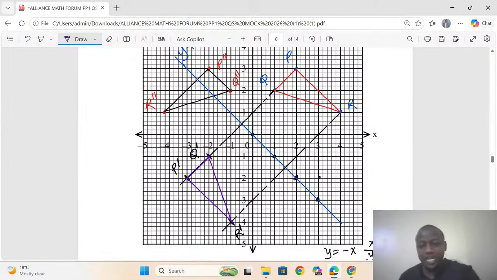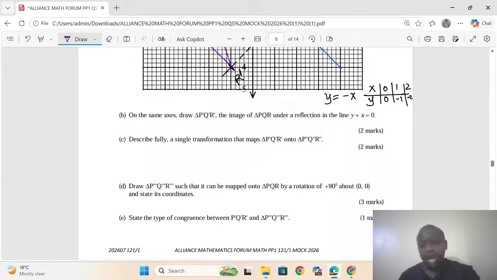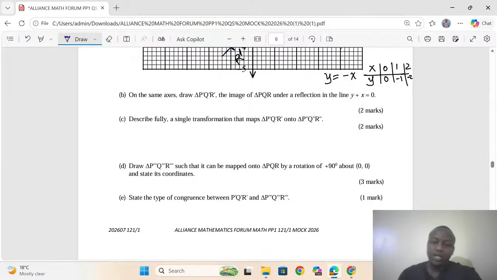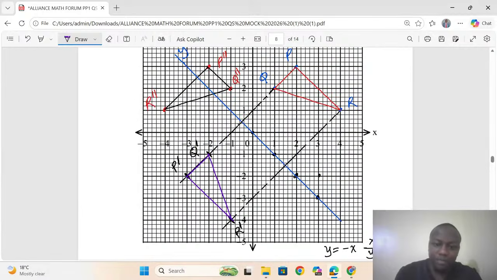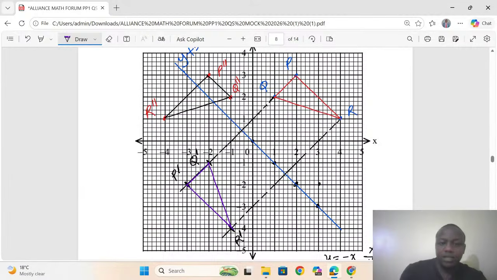So we can continue reading instructions and see what we are supposed to do with such. Now, we're being told this: describe fully a single transformation that maps triangle P prime, Q prime, R prime onto P double prime, Q double prime, R double prime. Okay, so what transformation maps the first image to the second one?